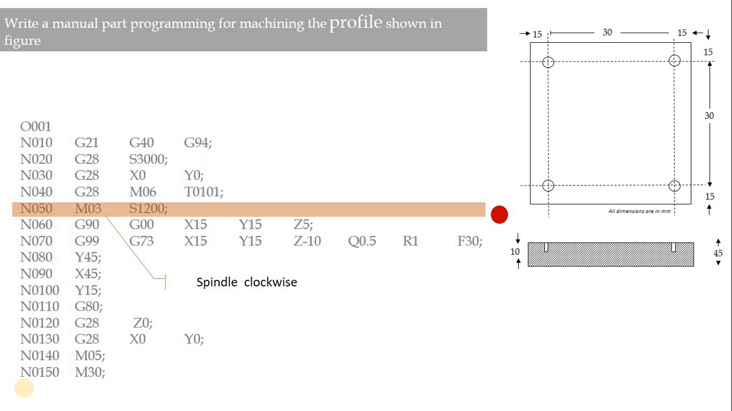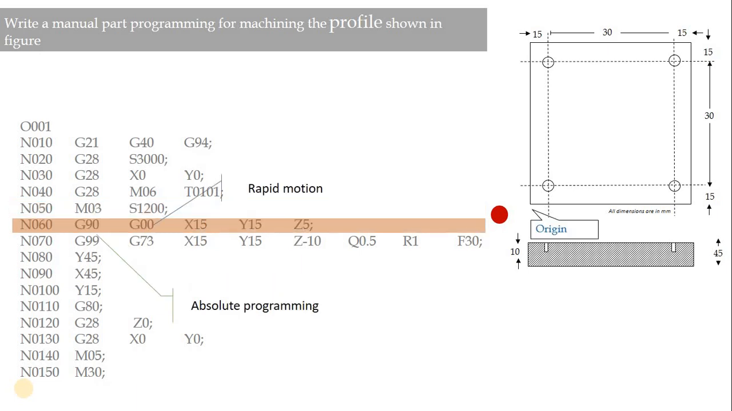Next comes a very important line, which tells the program that whatever measurements are there, they are taken in absolute way. This is indicated by G90. G00 is the code we use for rapid motion. This is used to minimize the machining time. With the rapid motion, my cutting tool will move to the position X equal to 15, Y equal to 15 and Z equal to 5.